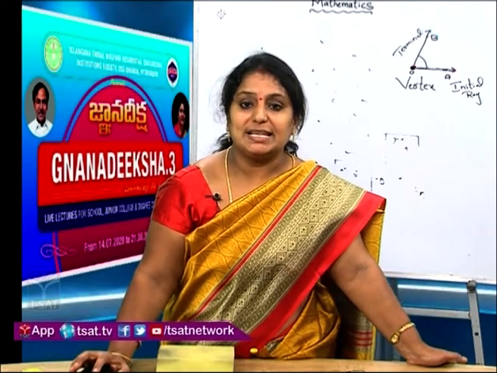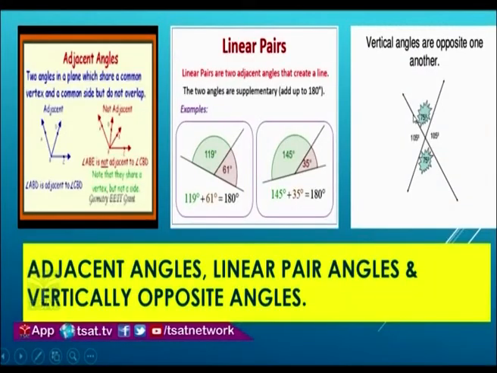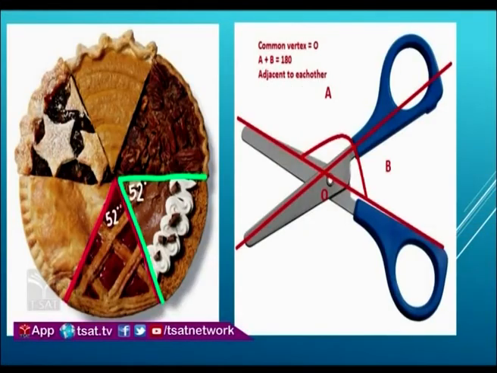Now the next one is vertically opposite angles. When two lines intersect each other, you can see here these two lines are intersecting, and we get four angles in total. These two angles, which I marked with the sky blue color, are called vertically opposite angles. But where do we use adjacent angles and linear pair angles?